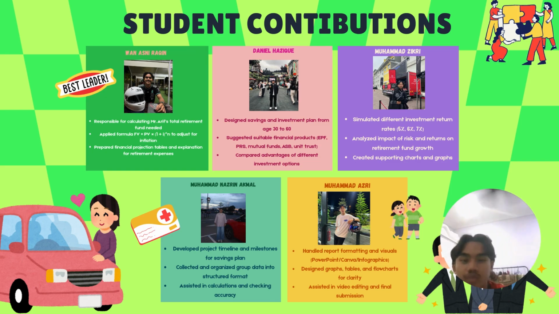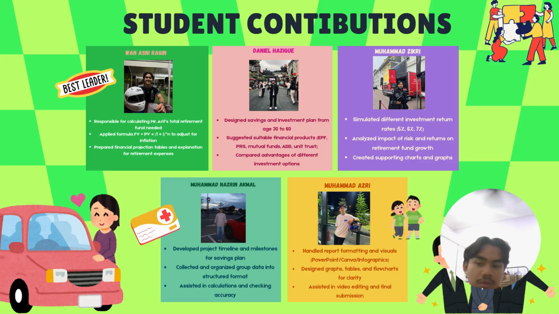Next, we move to student contribution from each member of our group. First of all is Nirakin. My role was to calculate Mr. Arif's retirement fund using the future value formula, and I also prepared financial projection tables to explain the expected retirement expenses. For Daniel Hazikwe, he designed the saving and investment plan for age 30 to 60.